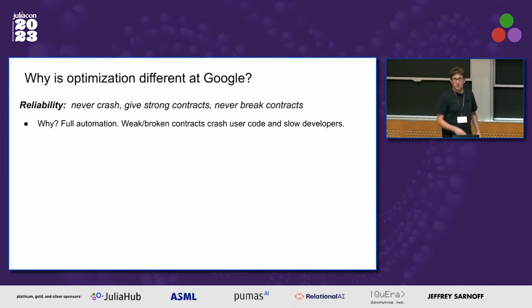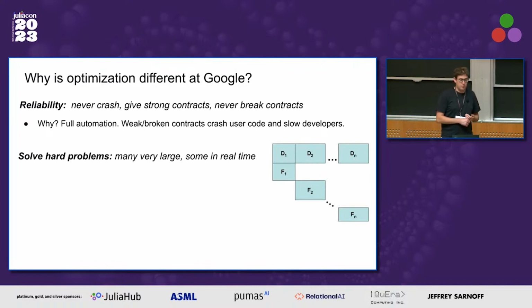And why is this a problem for us? Well, the biggest issue is that we do solve strategic problems, and we also solve operational problems where you'll have a system that's solving 100 MIPs every minute. And it's fully automated, so no one can babysit these solves. So it just has to be very reliable. And as I said, if you have a weak contract or you break your contract, either way, it's going to result in a crash in the user code, or it'll slow down developer time and make it hard to write code. And we'll talk about how we address reliability coming up.